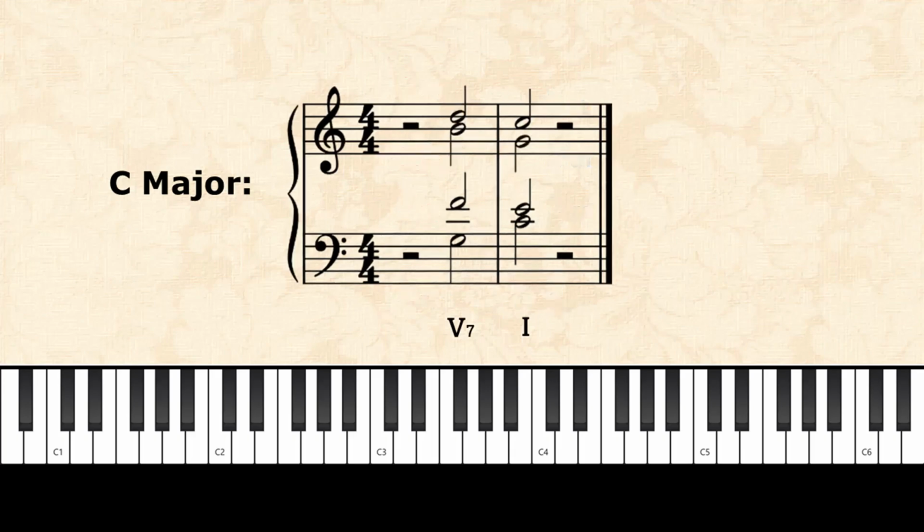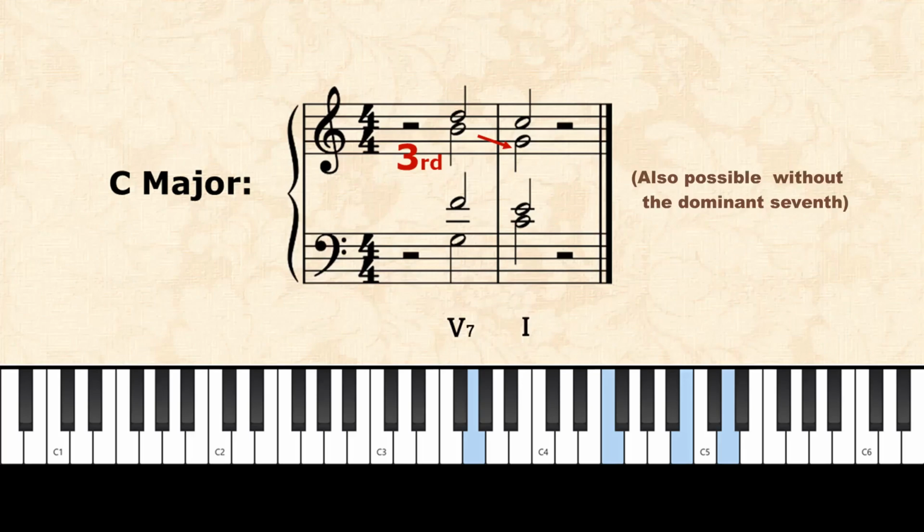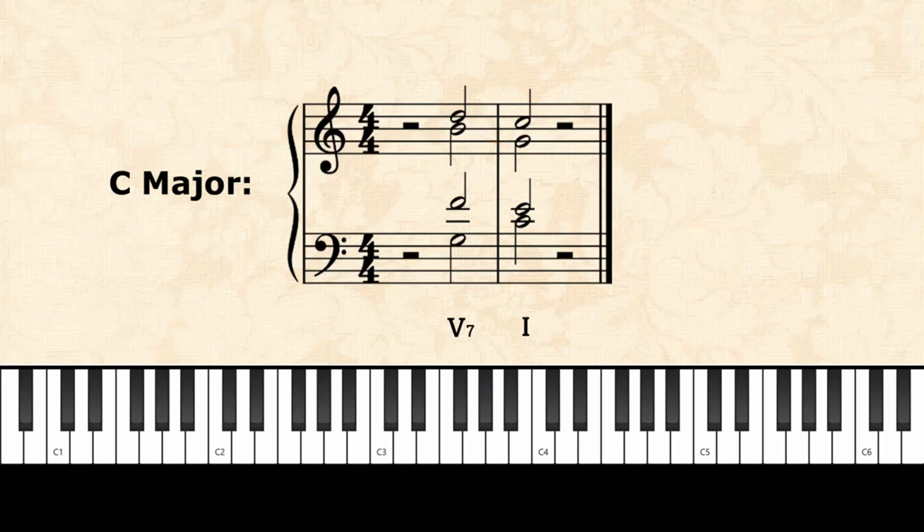The other one was the irregular resolution of the leading tone, the third of the dominant chord, which would resolve downwards instead of moving up by step. It's important to point out that this kind of irregular resolution was only acceptable if said leading tone was an inner voice.